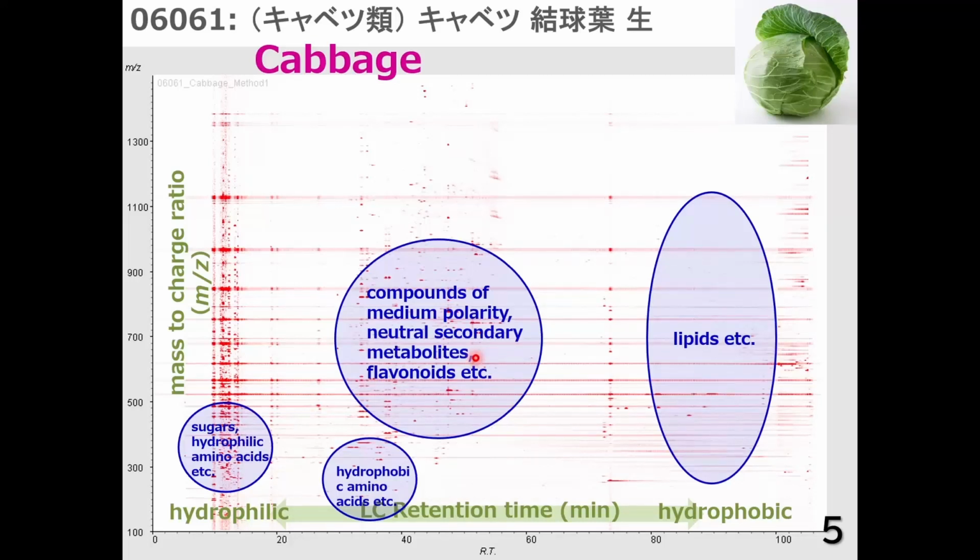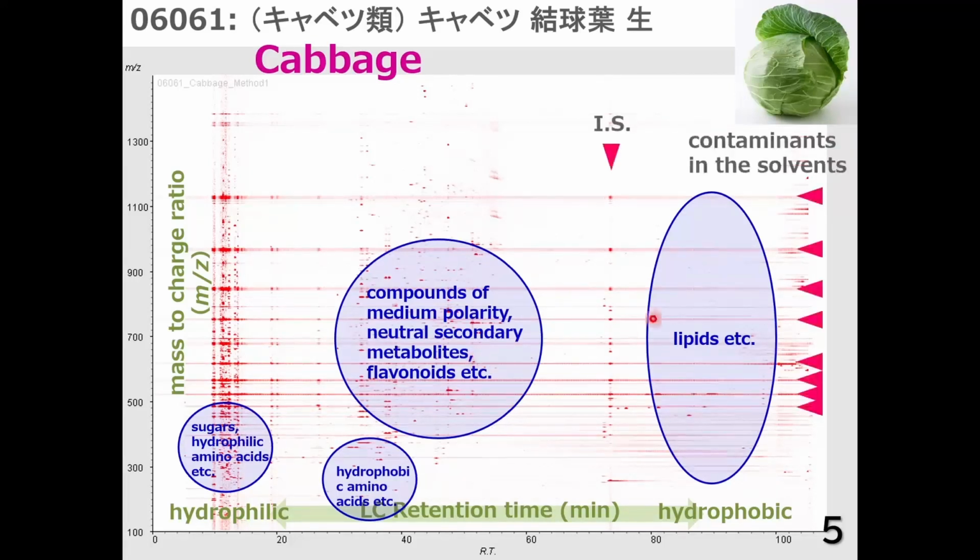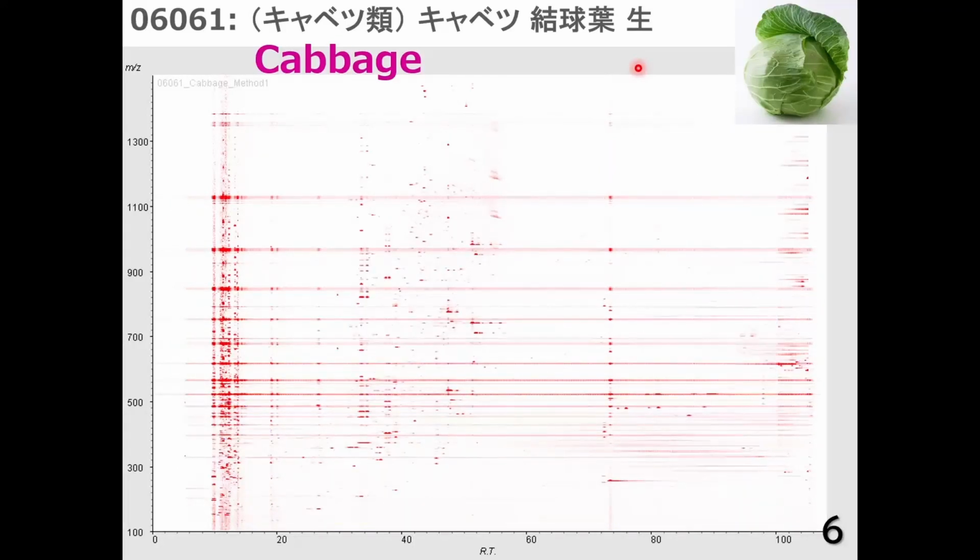Please ignore the peaks always eluted in all retention time ranges. These are the contaminants in the solvent. And also ignore this vertical line around 70 minutes. This is from the internal standards. Using this two-dimensional mass chromatogram, I'll show you the diversity of metabolic profiling among food samples.